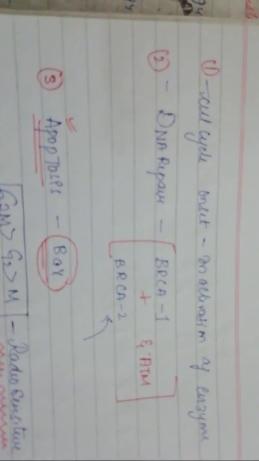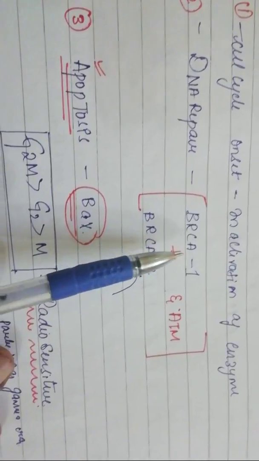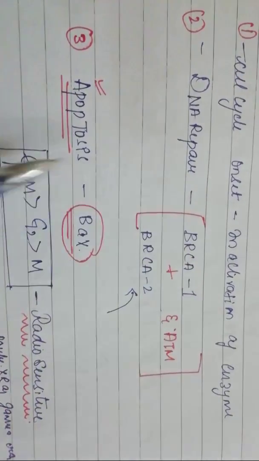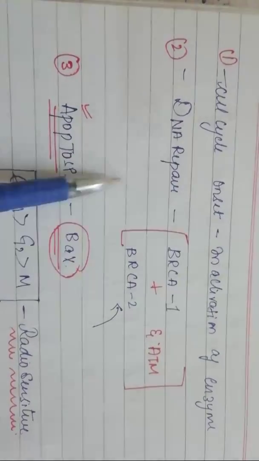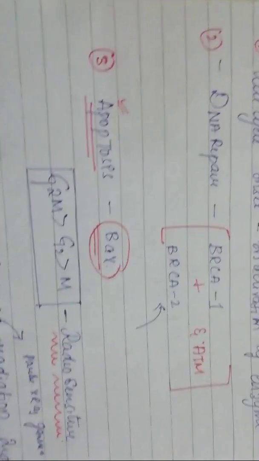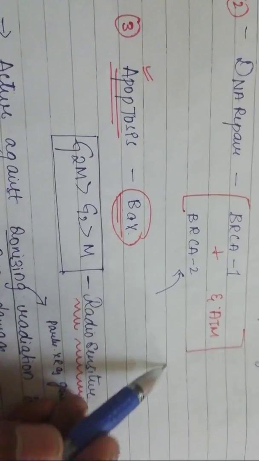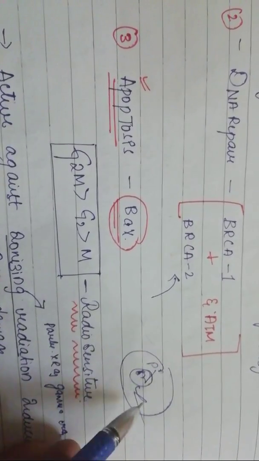Let us understand the next concept. We have a few important points here. There is something known as DNA repair. DNA repair can be done by BRCA1, BRCA2 and the ATM. This is what the complex is. So ATM, BRCA1 and BRCA2 go for the DNA repair. The next thing is that P53 undergoes apoptosis. That means P53 calls the Bax protein, which leads to apoptosis of the cell. The cell is dead.